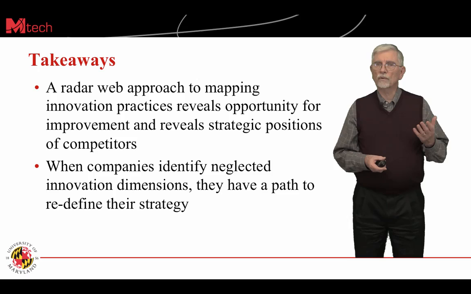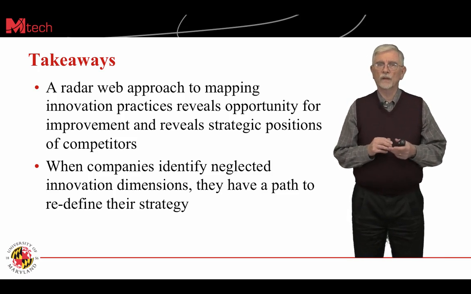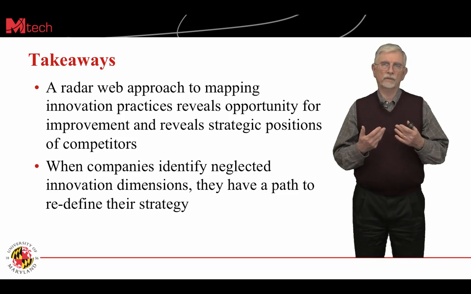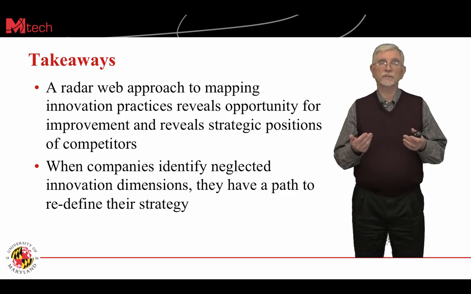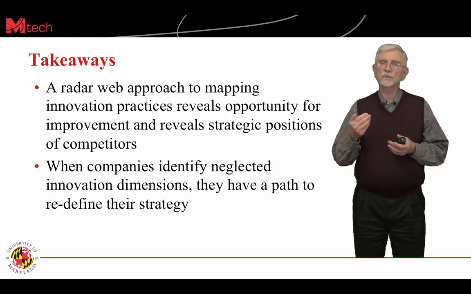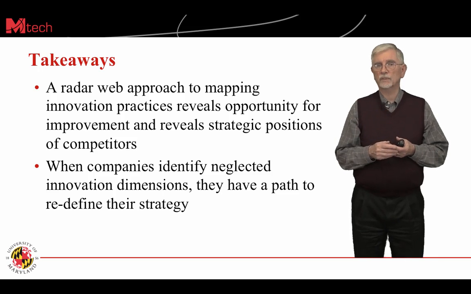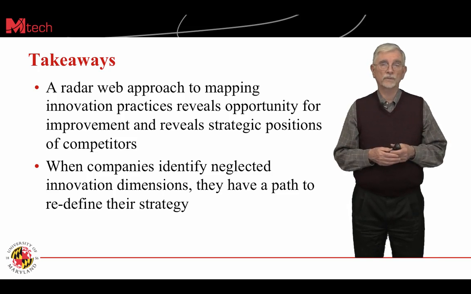And so the takeaways here are that yes, there are a wide range of ways in which you can practice innovation, but you want to find a way to measure that. You want to find a way to portray that. And a radar web approach to mapping innovation practices actually reveals opportunities for improvements, and it reveals strategic positions of your competitors. And that's what you want to know. You want to know where it is that you need to improve in order to match what your competition is. And when companies identify neglected innovation dimensions, they do have a path to redefine their strategy.